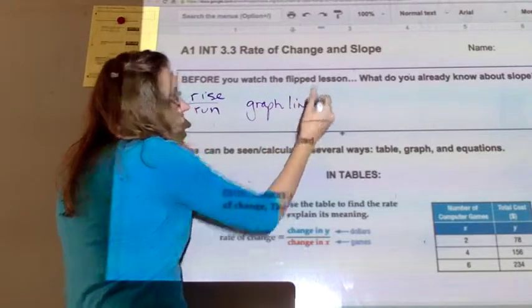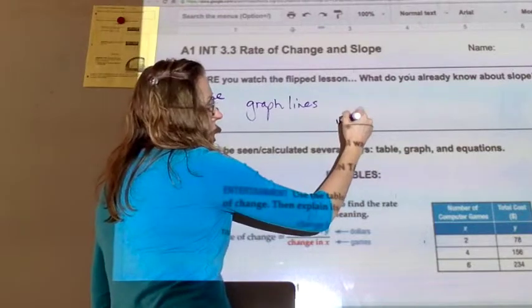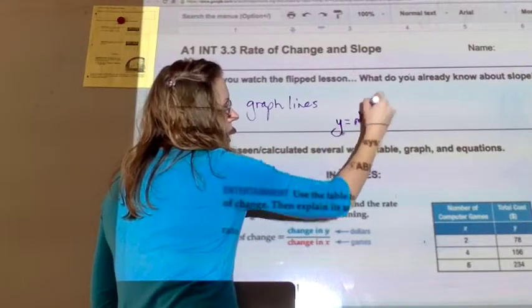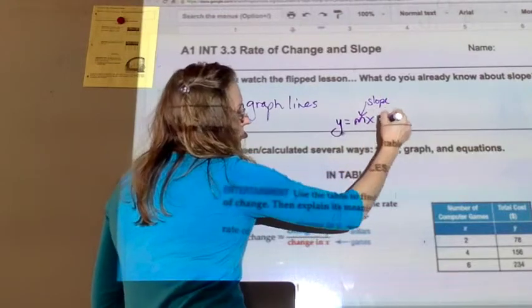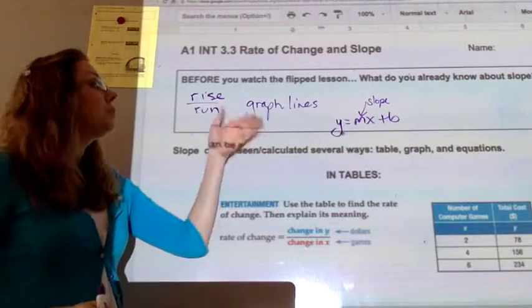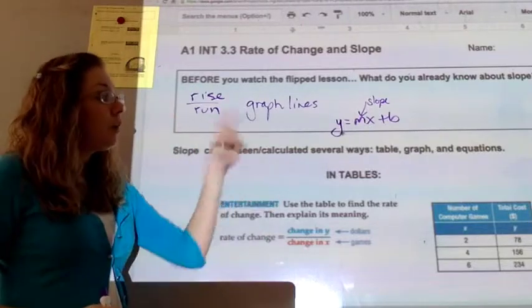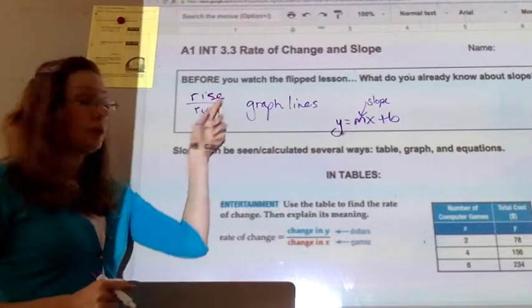Okay? We might even know slope-intercept form. Sometimes it's called M. That's our slope when we're looking at y equals mx plus b. Okay? And we've been graphing lines using that. But there's more to slope than what we've already been talking about. But generally speaking, you need to know that it can be shown as a fraction.